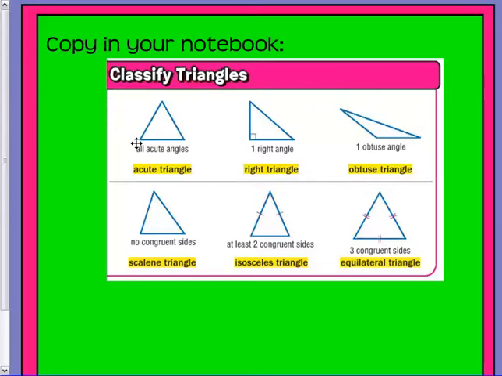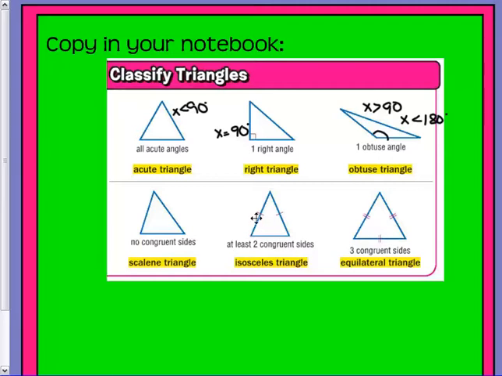So an acute triangle has all acute angles, a right triangle has one right angle, and an obtuse triangle has one obtuse angle. Obtuse meaning greater than 90 and less than 180, right meaning 90 degrees, and acute meaning less than 90. A scalene triangle has no congruent sides, okay, so every side length is different.